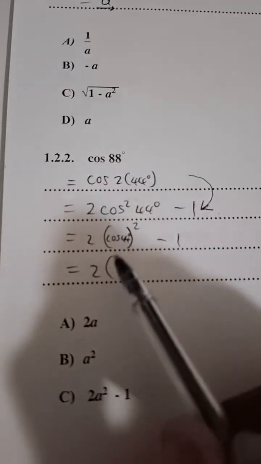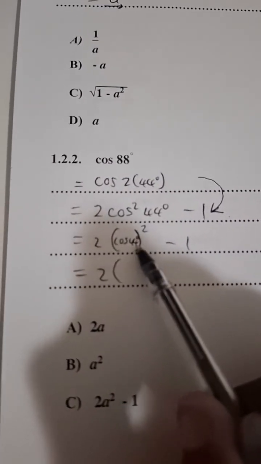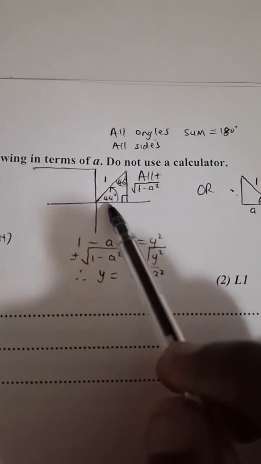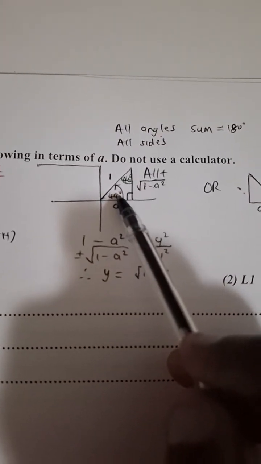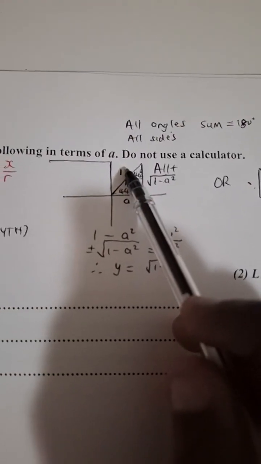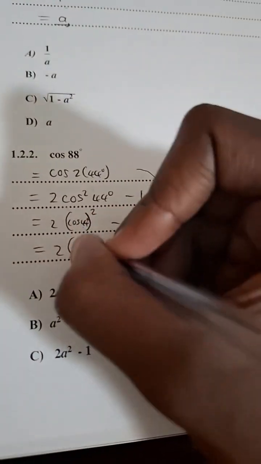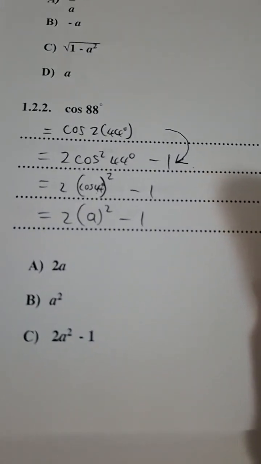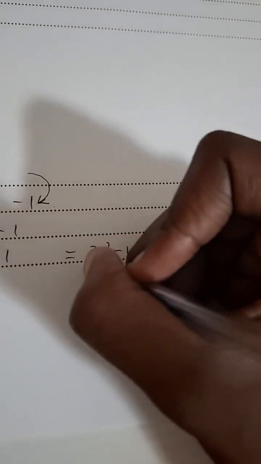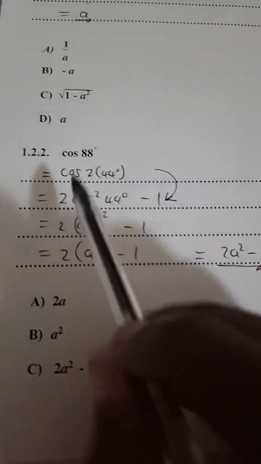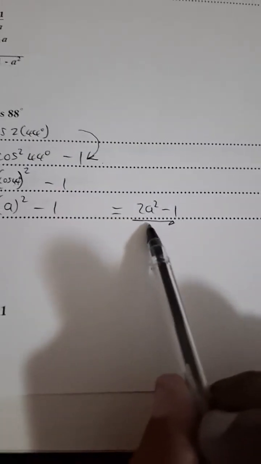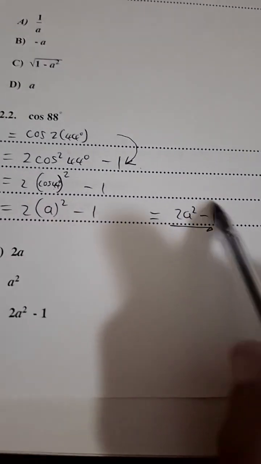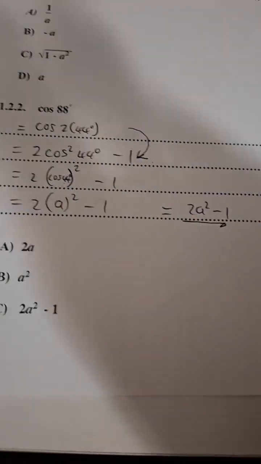Because I'm preparing myself to substitute for cos 44, because that's what I have for my diagram. So I go to cos 44. What is the definition of cos? It is adjacent over hypotenuse. So that means in the place of cos 44, I substitute a squared minus 1. So the final answer, guys, is 2a squared minus 1. This is cos 88 in terms of a. It is 2a squared minus 1.